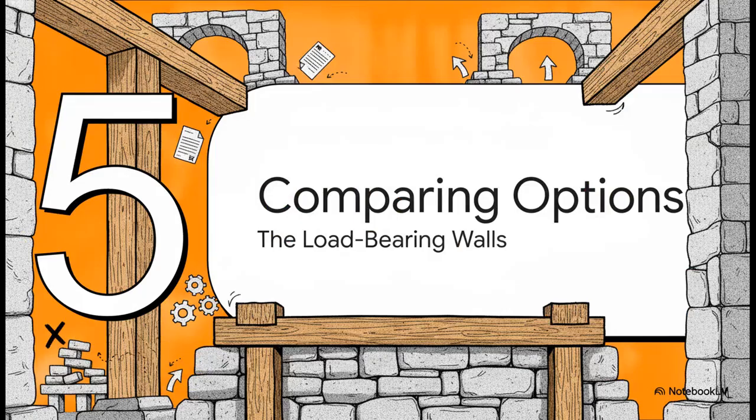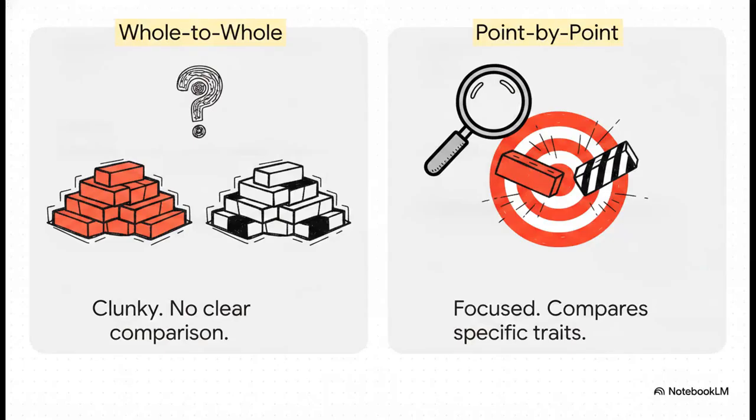of winner. Which brings us to Section 5, comparing your options. These are the load-bearing walls of your report. Built wrong, and the whole argument collapses. So the crucial point here is exactly how you organize this comparison. Whatever you do, do not just make a lazy list of pros and cons.